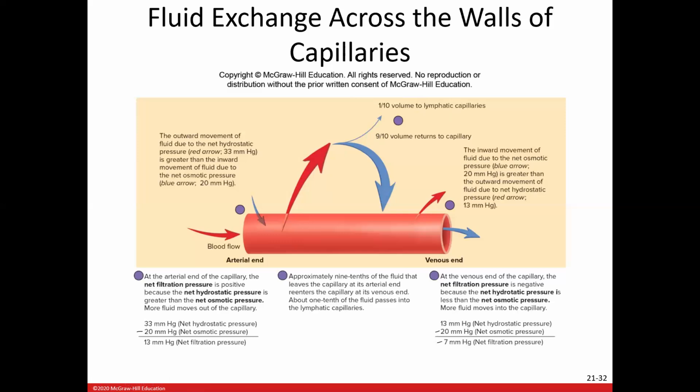When this happens, you then have a much higher net osmotic pressure than you do of the hydrostatic pressure. So in this case, we have 13 millimeters of mercury for hydrostatic and 20 millimeters of mercury for osmotic. So when we subtract the osmotic from the hydrostatic, we actually get a negative number for the net filtration pressure. And when the net filtration pressure is negative, the blood is going to want to move from the capillary back into the veins, the venous end of the capillary.